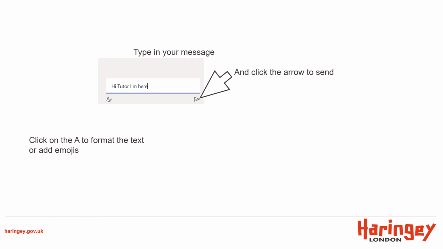Type in your message. Click on the A to format the text or add emojis. And then click on this arrow to send.